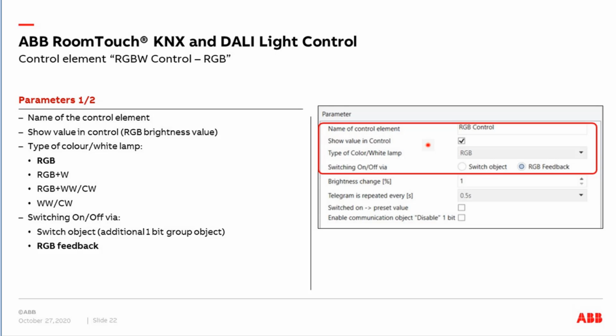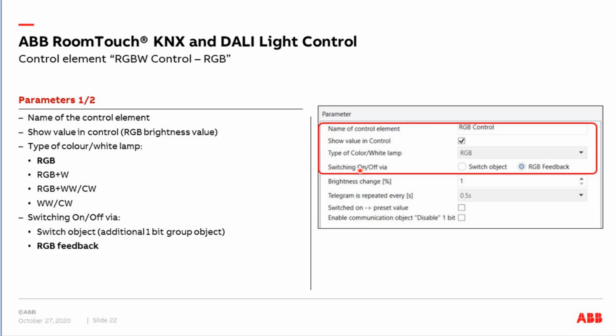So next parameter, show value in control. Yes, if you do it, then you can see the RGB brightness level also on the ABB RoomTouch. Then we select the type of our color or white lamp. If you have, for example, only RGB, there are also possibilities to use RGB white, RGB warm white, cold white, or only warm white, cold white. So in our example, we want to control our RGB LED strip, and then we select RGB.